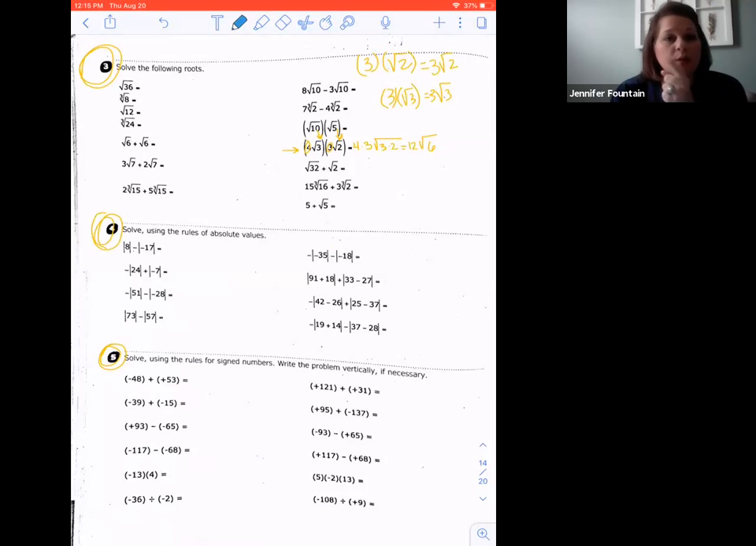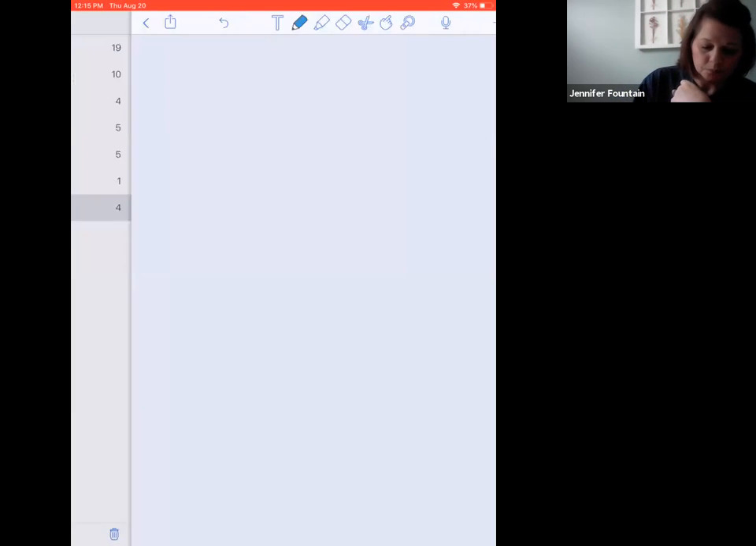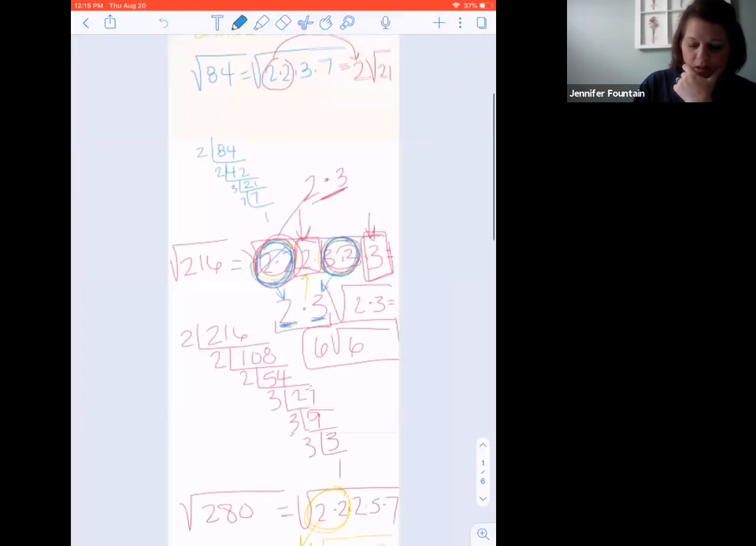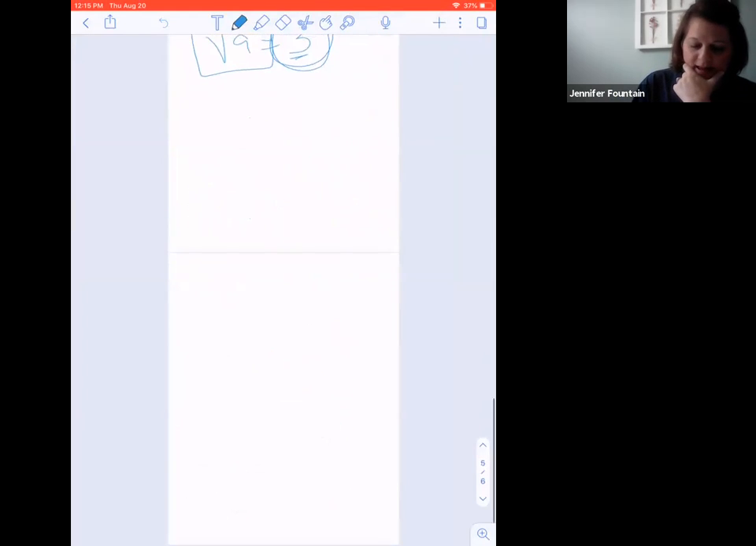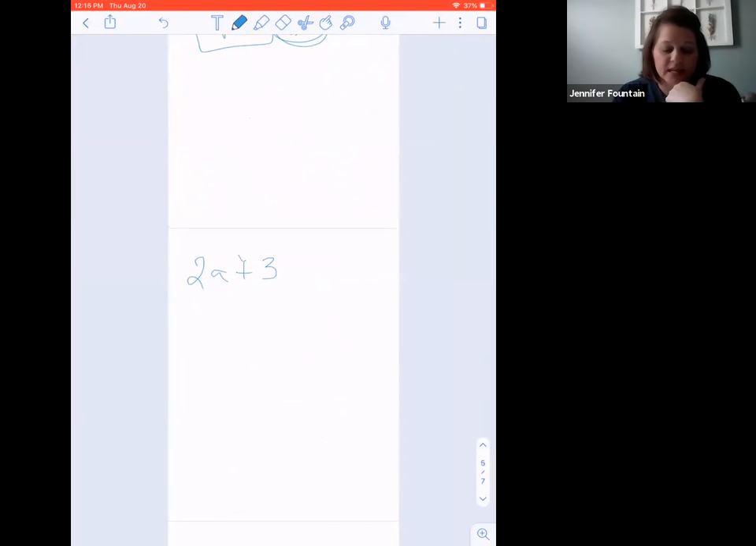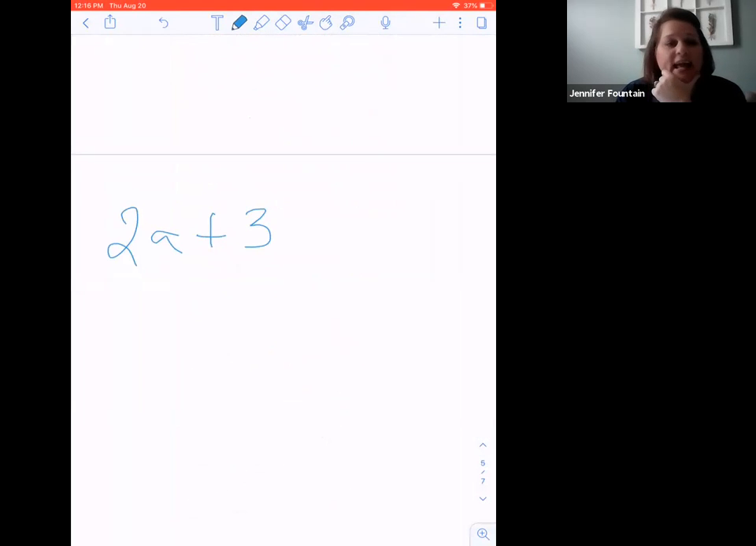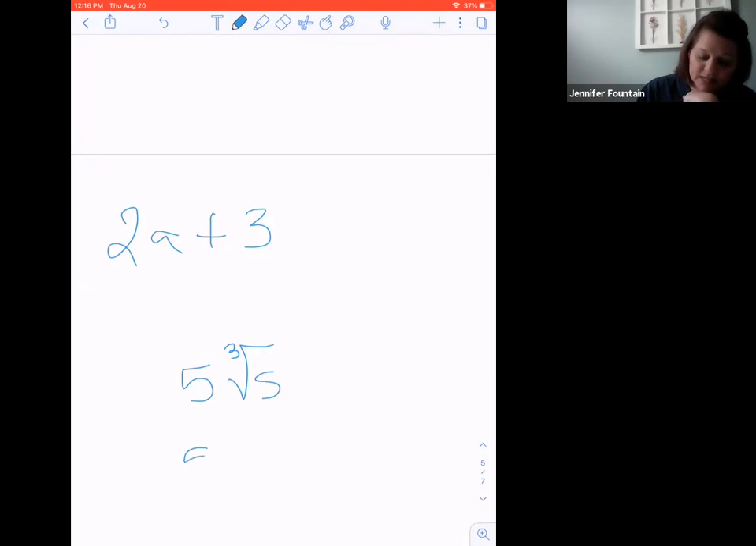Okay, so what I want you to think about in that situation, okay? Let's pretend I have 2a plus 3. These are not like terms, so I cannot combine them. Do you remember that? So the whole number 5 and the cubed root of 5, these are not like terms. So basically this means 5 times the cubed root of 5.